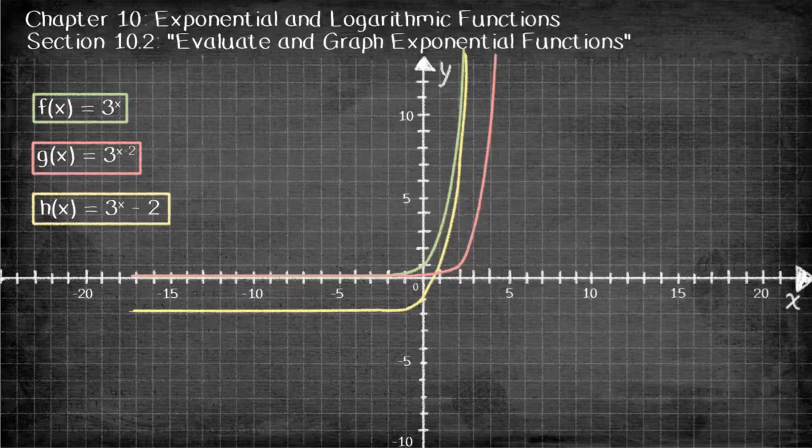And so you see that when you move a function with an asymptote, like f of x or g of x or h of x, you move the asymptote along with it. You move everything about the graph down 2 units.